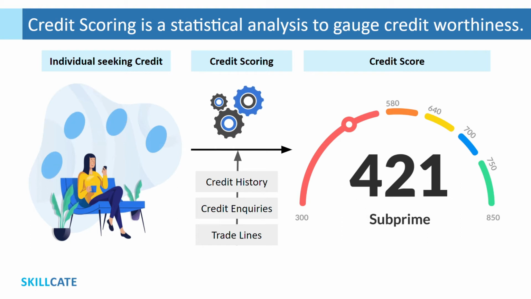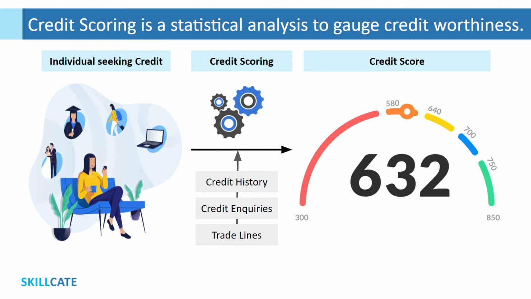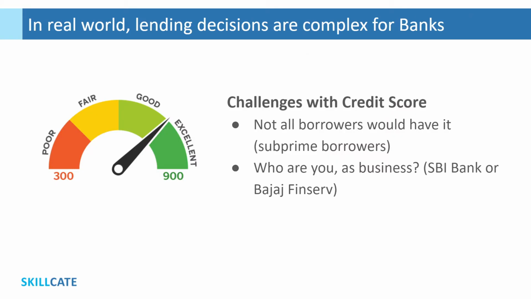Sounds simple, right? Actually, it is not that simple. There are multiple factors that make this decision problem complex for a bank. 1. Not all borrowers would have significant credit history to have a good credit score, or in fact, any credit score. 2. How big or small the bank is. A borrower having a good credit score might not visit a small lender, making the small lender's decisioning process not so straightforward. Let's understand this further.